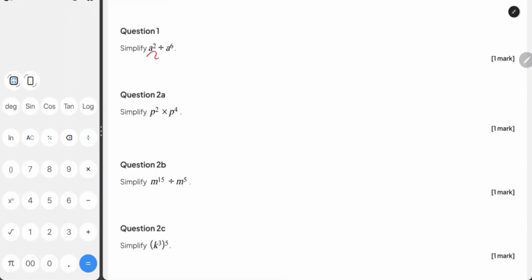First one is simplifying a raised to 2 divided by a raised to 6. So that is a raised to 2 minus 6, because in division, if the bases are same, we subtract the powers. So answer is a raised to minus 4.